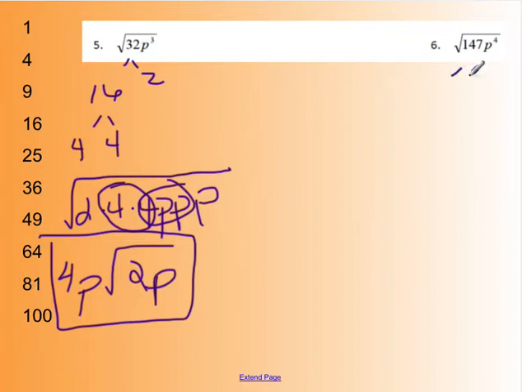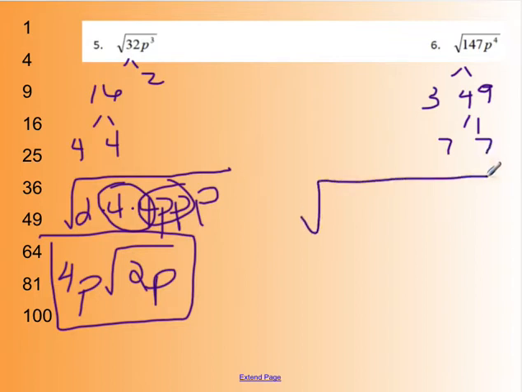So let's take a look at 147. So 147 I can divide by 3. That's what I usually try when I have an odd number and I don't know what goes into it. And that ends up being 3 and 49. Well, 49 I can break down to 7 and 7. So then underneath my radical I'm going to have 3 times 7 times 7 and 1, 2, 3, 4 different p's.